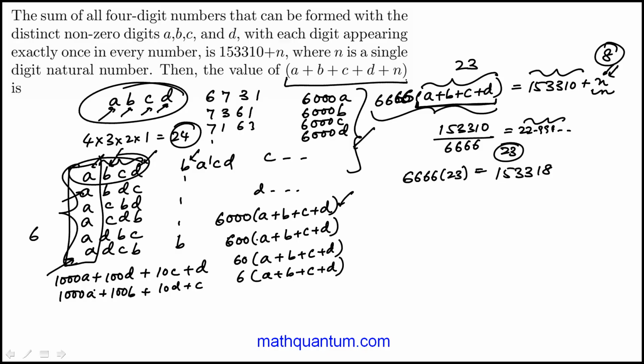They're asking us for the value of A plus B plus C plus D plus N. N is 8. Those digits add up to 23. Their sum is 31. So that's the answer.